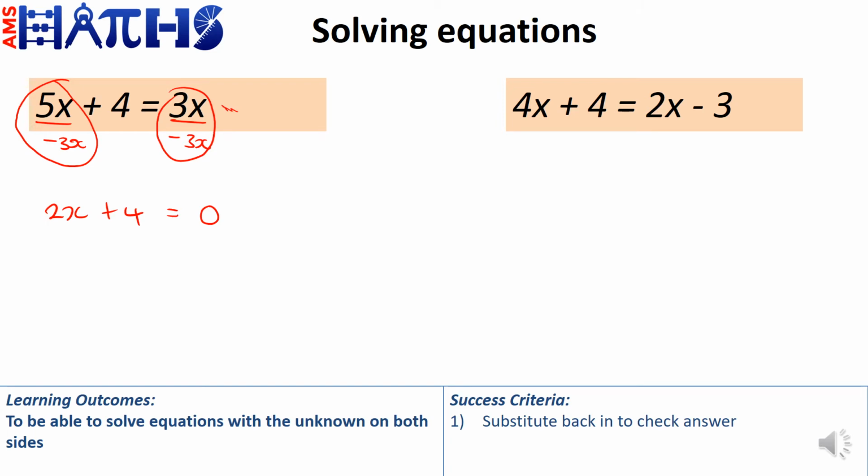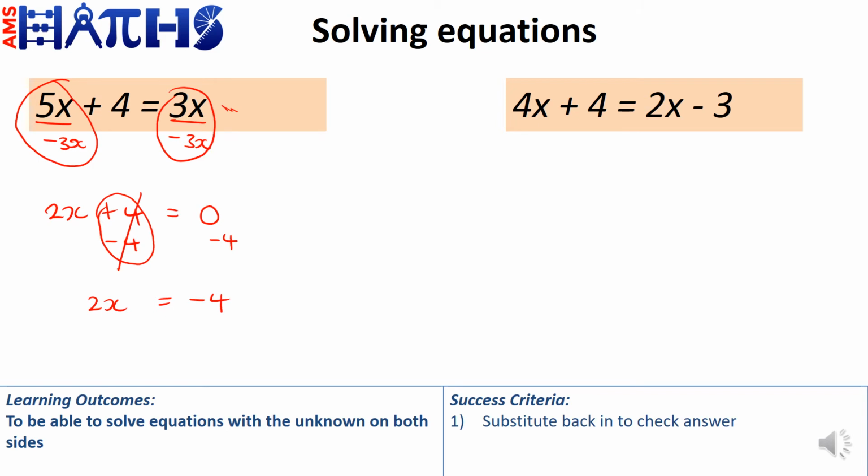Then the next thing to do, we're solving for x. So we're going to leave that 2x initially and then subtract the 4. So we do that on both sides of the equation. So 4 minus 4 is 0, which is 2x. Then 0 minus 4 is minus 4.